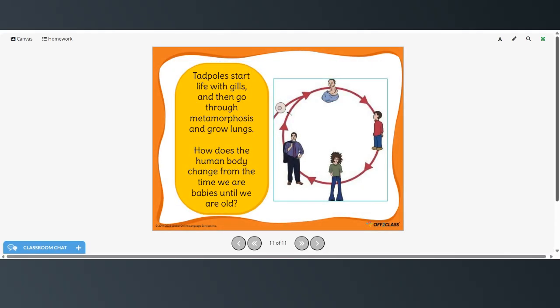And tadpoles start life with gills and then go through metamorphosis and grow lungs. How does the human body change from the time we are babies until we are old? And you can, again, put your ideas and thoughts in the comments.